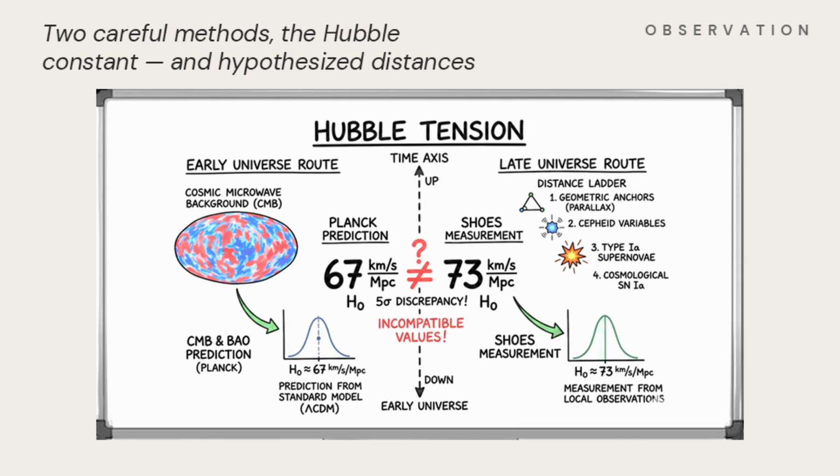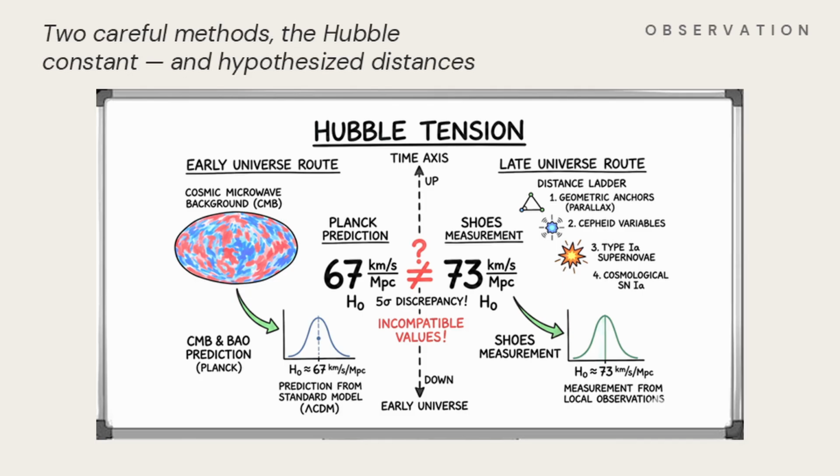Measurements from the early universe, derived from fits to the cosmic microwave background using Friedman's equations, yield approximately 67 to 68 kilometers per second per megaparsec. Measurements from nearby galaxies using calibrated distance ladders built on the Cepheid variable stars and Type 1a supernova yield approximately 73 to 74 kilometers per second per megaparsec. The discrepancy is roughly 8 to 9%, well beyond the margin of measurement error.